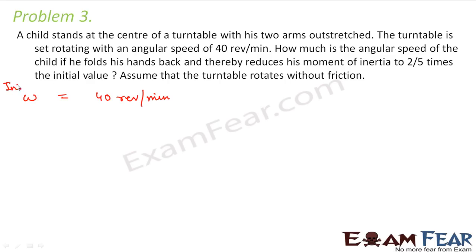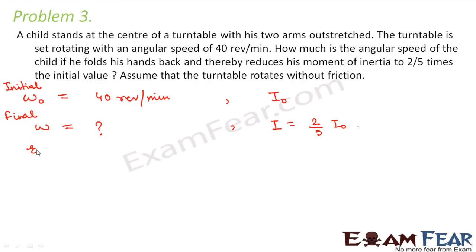So that means before, when the arms of the child were outstretched, that was the initial condition. In that condition, the angular velocity was 40 revolutions per minute and the moment of inertia was I naught. Later, after he folds his hands, the final angular velocity is what we have to calculate, and the final moment of inertia becomes 2 by 5 times the initial value.